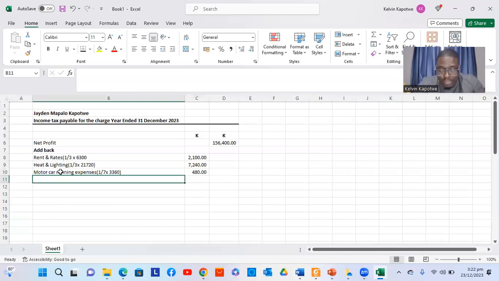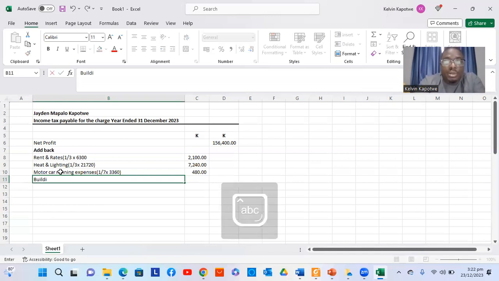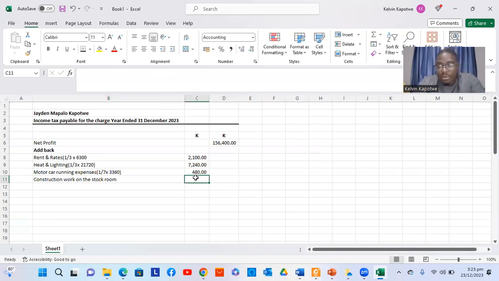All right. Then let's go to building extension of the stockroom. I did highlight that that is a capital expenditure. No negotiations, we are going to disallow it. So building construction works on the stock room, no apportionment here. The whole amount is going to be disallowed, which was 2,200.